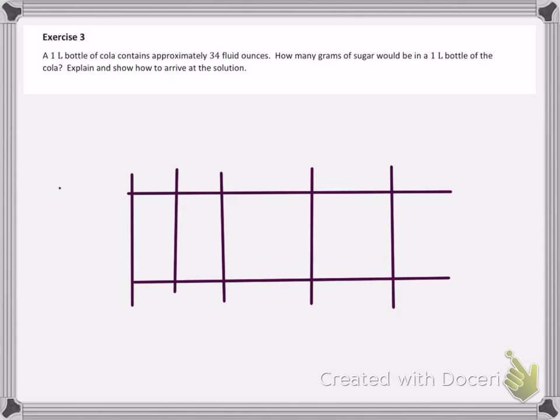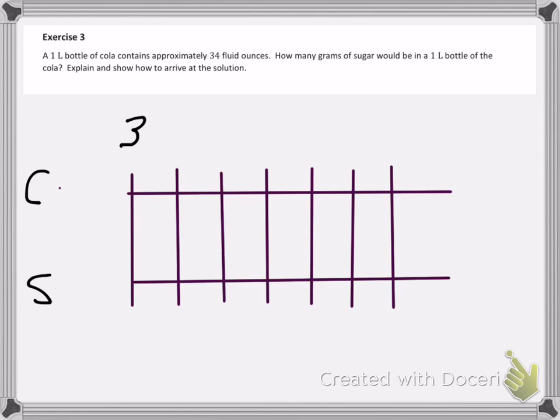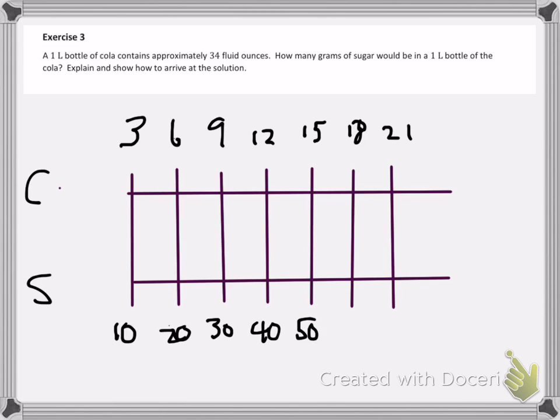And let's put a few more in there just so we've got lots. Okay, so evenly spaced, and then I've got this is cola and this is sugar down here, and we said that if there was 3 ounces, then there would be 10 grams of sugar, and then I could just start skip counting. 6, 9, 12, 15, 18, 21, etc. And down here I've got 20, 30, 40, 50, 60, 70, etc.